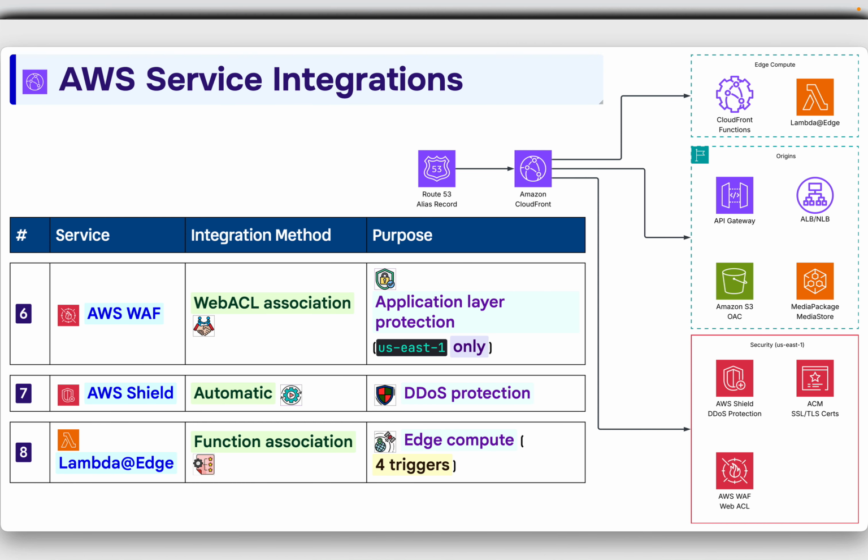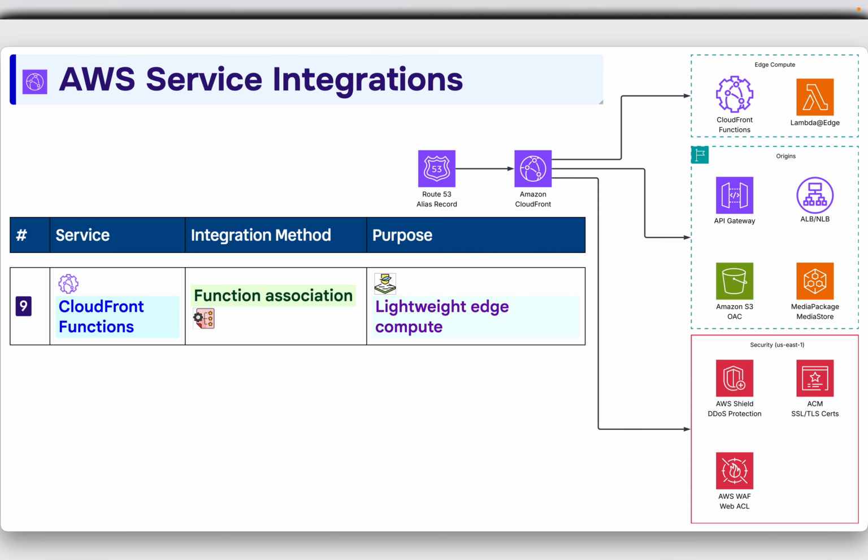Lambda@Edge. This service uses function association as the integration method. The purpose is edge compute with 4 triggers available. Then we have CloudFront Functions. This service uses function associations as the integration method. The purpose is lightweight edge compute.